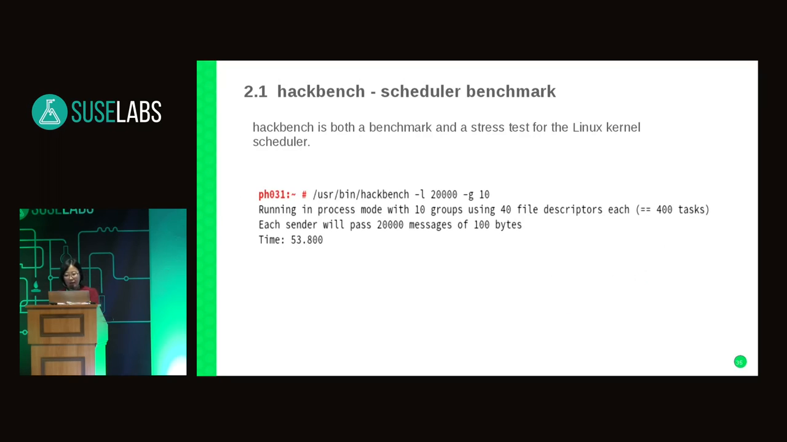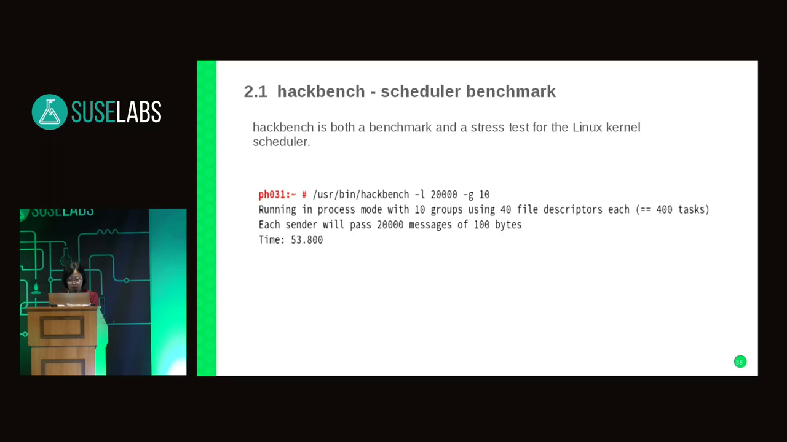First is hackbench. Hackbench is both a benchmark and a stress test for the Linux kernel scheduler. It works by creating multiple pairs of threads or processes that pass data between themselves over sockets or pipes. Here is the result of a typical run. It shows 200 pairs of processes passing data over sockets. The latency is 15.3 seconds. Hackbench is a very popular scheduler benchmark, but the bad thing is the output is too simple to analyze.